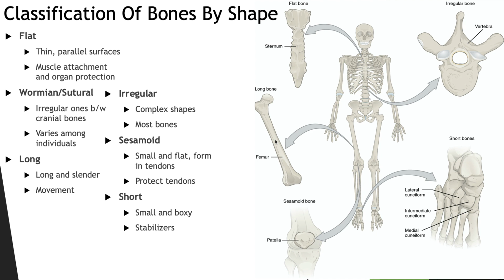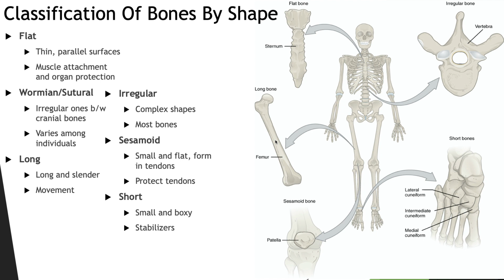There are irregular bones, which have complex shapes with short, flat, notched, or ridged surfaces. The spinal vertebrae, the bones of the pelvis, and several of the skull bones, the mandible for example, are irregular bones. You have the sesamoid bones, which are generally small, flat, and shaped somewhat like a sesame seed.